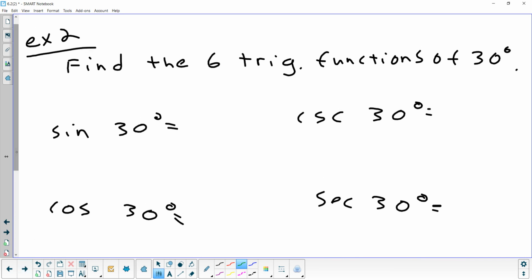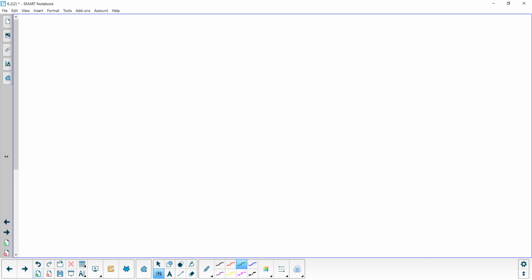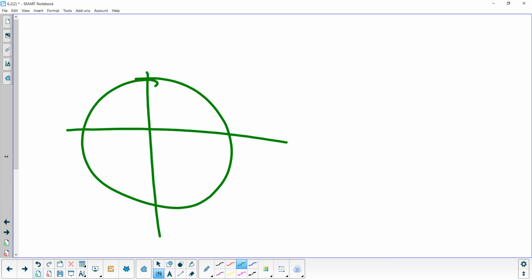Let's try this one. Find the 6 trig functions of 30 degrees. Okay, what do I need here first that they did not give me? Yeah, I need the coordinate. Now I gotta be careful. The 45 is easier because they're both √2/2. This one uses √3/2 and 1/2. I just have to get them in the right order. If you forget, make a sketch. Doesn't have to be perfect, it just has to be reasonable.